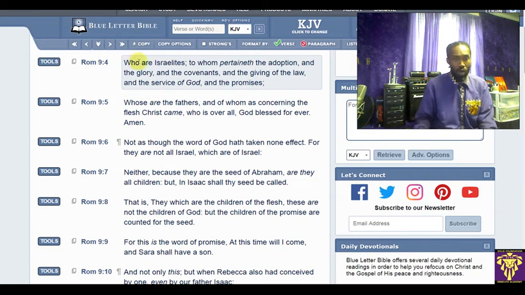Romans 9:4. Who are Israelites? It's going to tell you the perks of the nation of Israel. The Israelites pertain to adoption, to glory, to the covenants and the giving of the law, because the law was given to the Israelites. The service of God is talking about the Levitical priesthood, and the promises. All this stuff, these are the perks that apply to the Israelites.